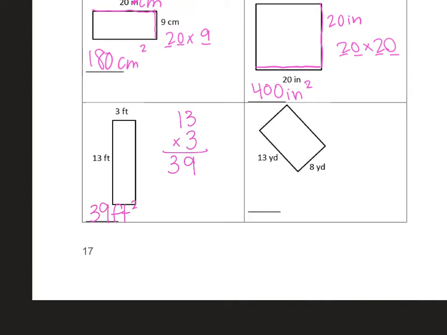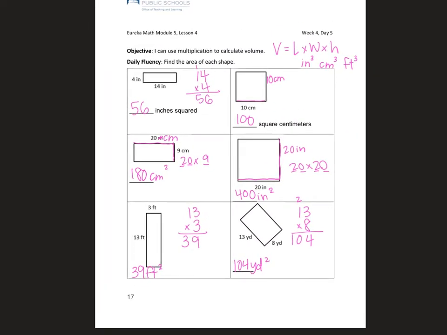Okay, here I have 13 yards and 8 yards. So I'm going to multiply 13 times 8. 8 times 3 is 24. 8 times 1 is 8 plus 2 is 10. So that gives me 104 square yards. All right. So that's just a little warm up of area to get us ready for volume.